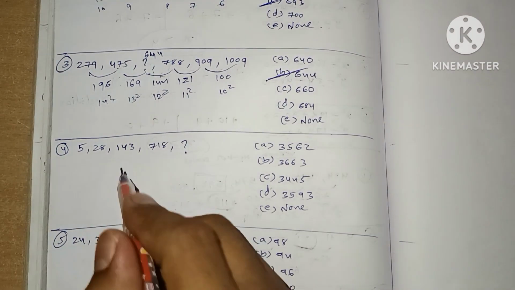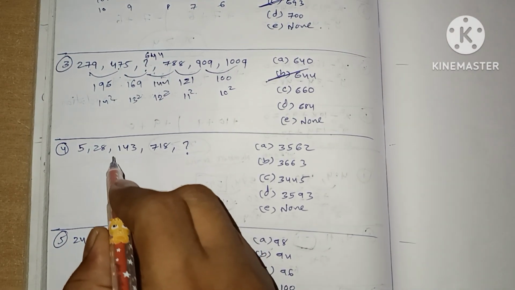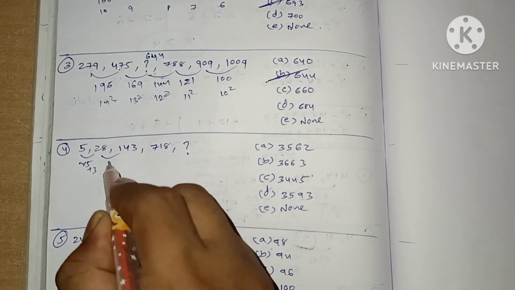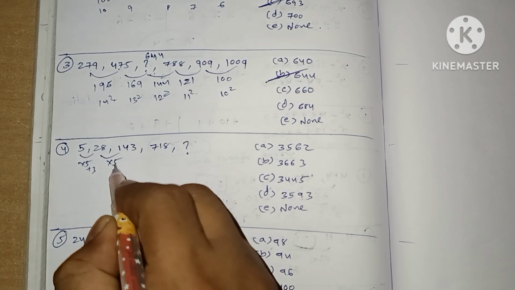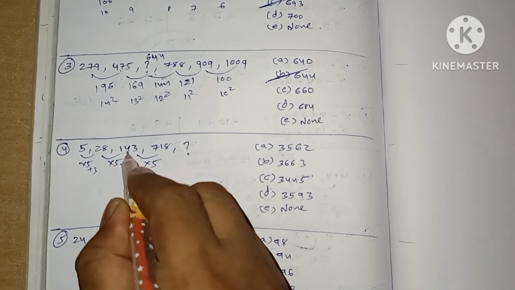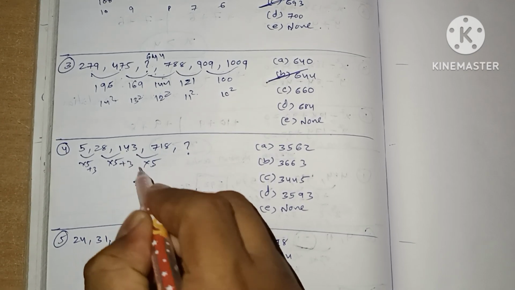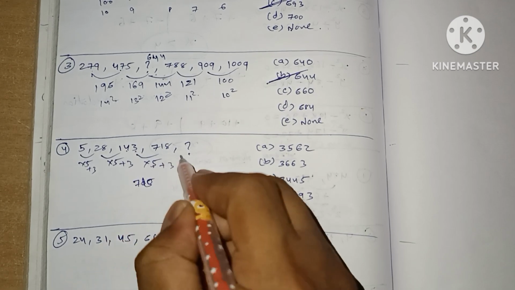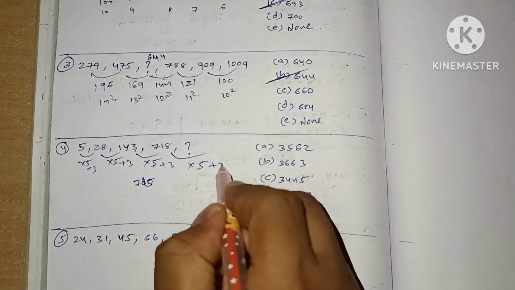Next, fifth question. Here it is into 5 times plus 3. It is into 5 times will be 140. 140 plus 3. It is into 5 times will be 14. 5 times is 700. 700 plus 3 times 15 plus 3. It must be into 5 times plus 3.